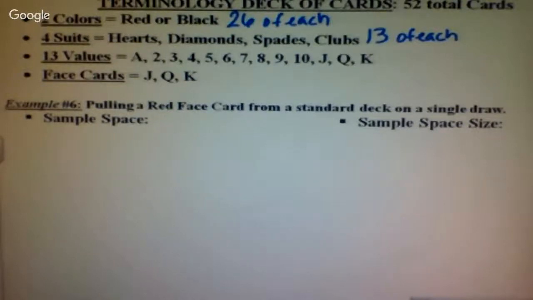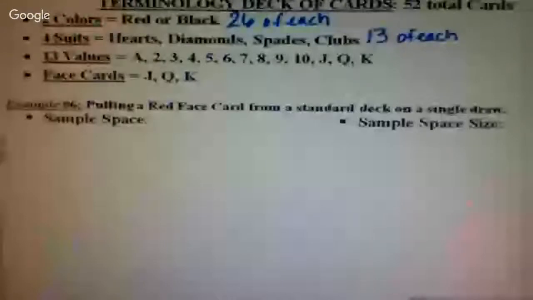In each one of these suits, you have 13 values, ace through king. Ace is considered a low card unless they tell you otherwise. So ace is like your 1. Face cards are just jack, queen, and king. They're the only ones that actually have a person on it.